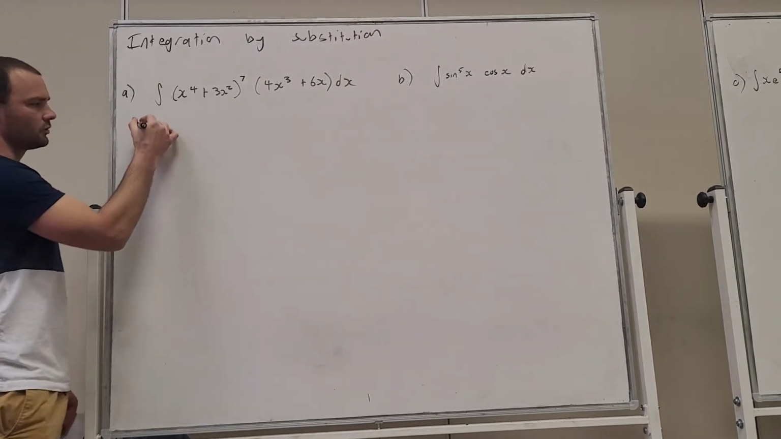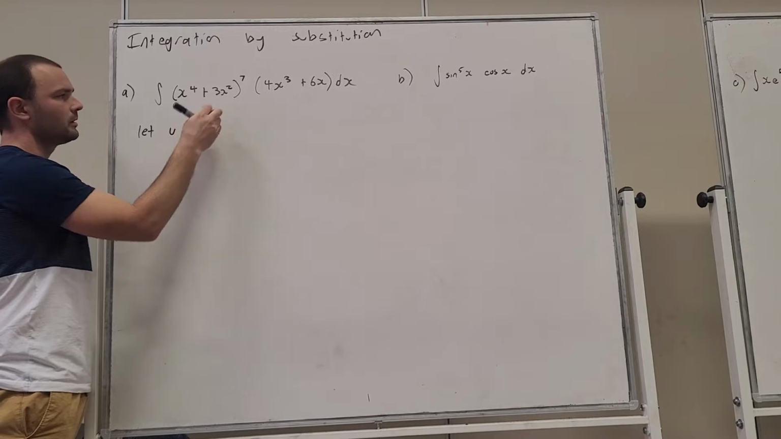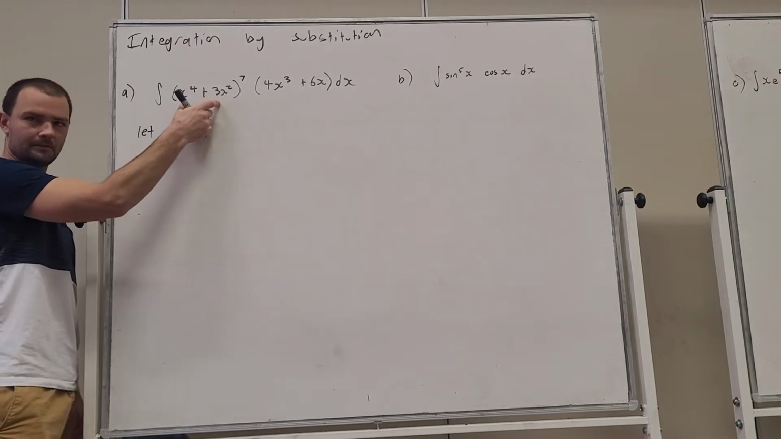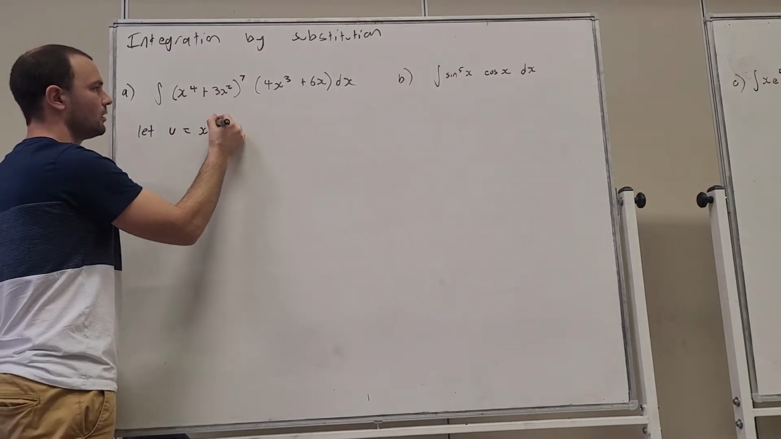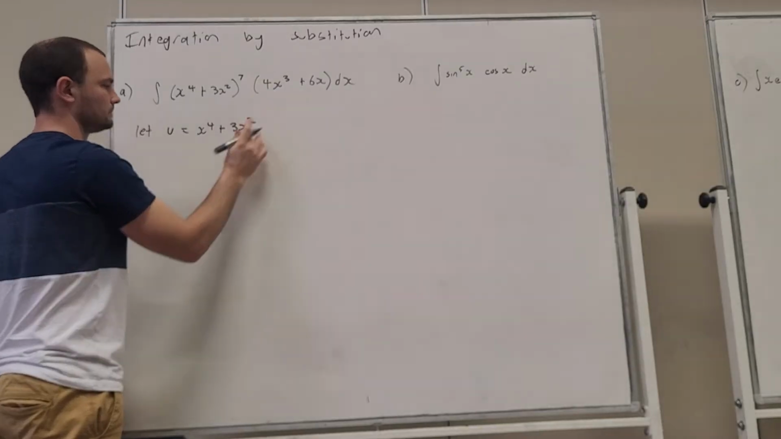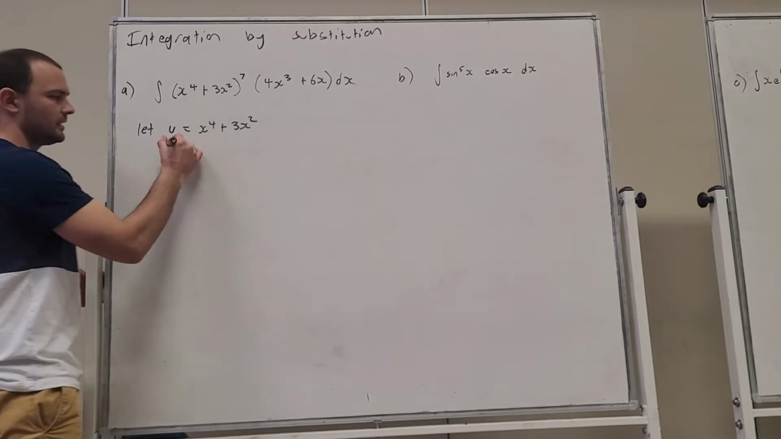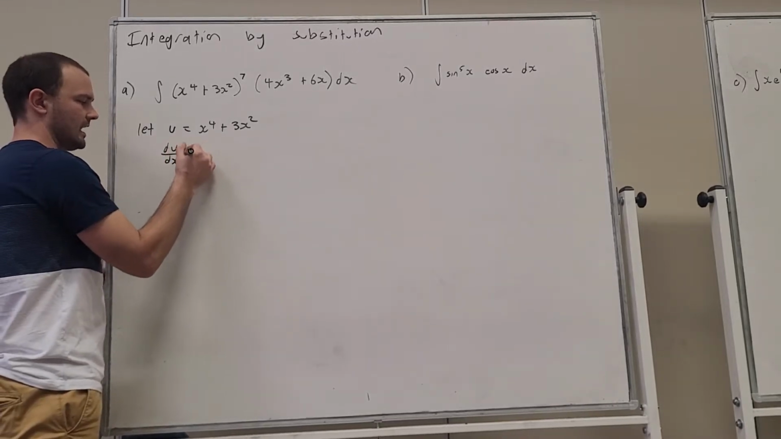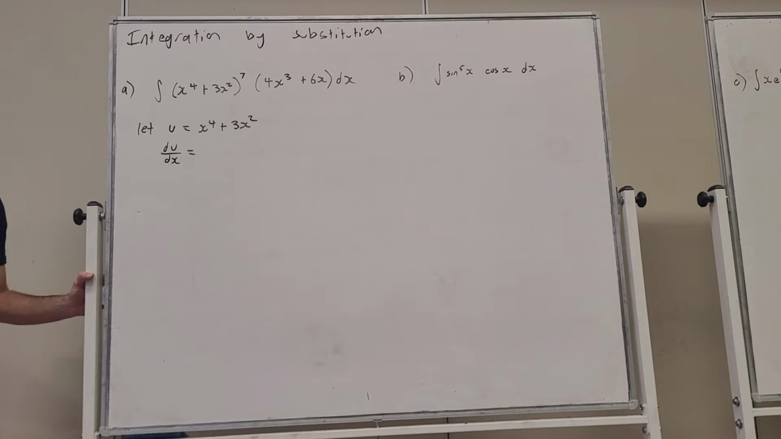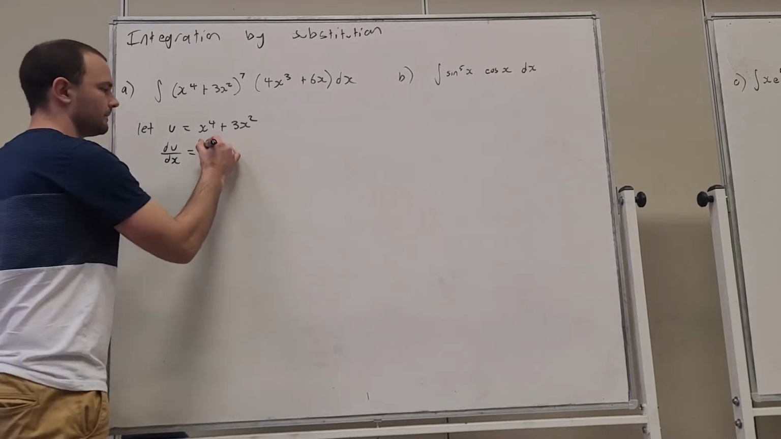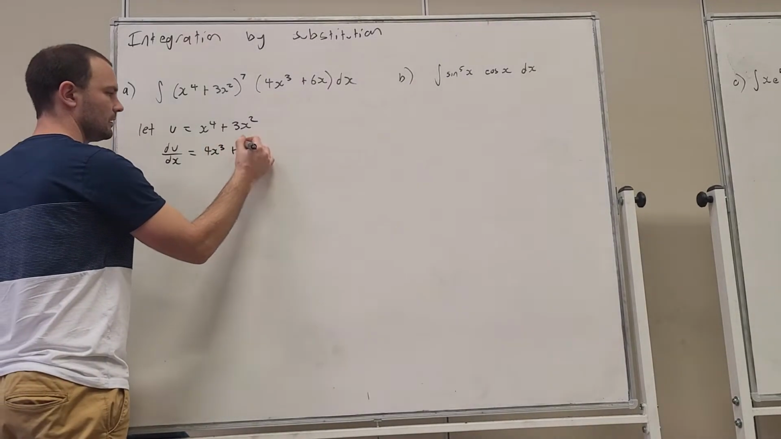And what I'm going to do is I'm going to let u be this composite function. So we have x to the 4 plus 3x squared. Now, if that's our u, then du with regards to dx, if we differentiate this with regards to x, we would have 4x to the power of 3 plus 6x.